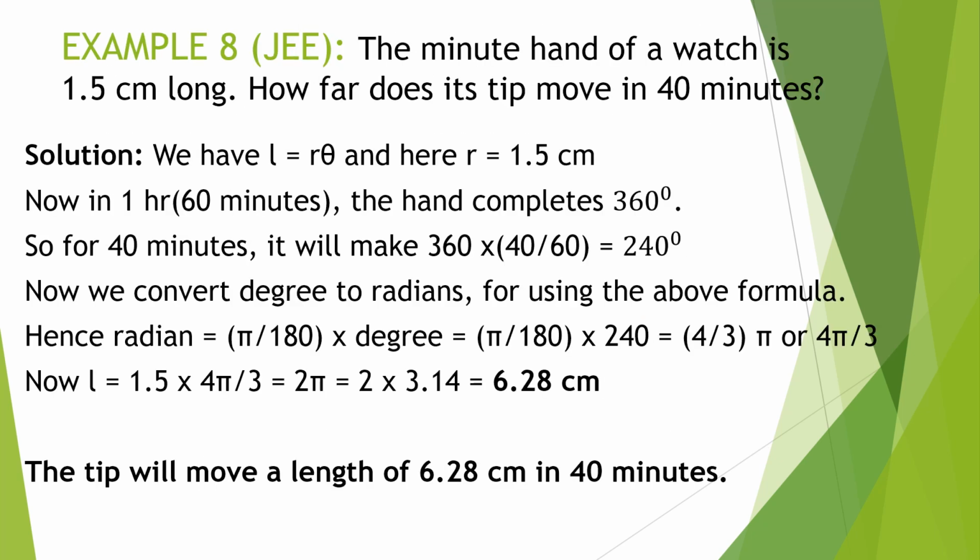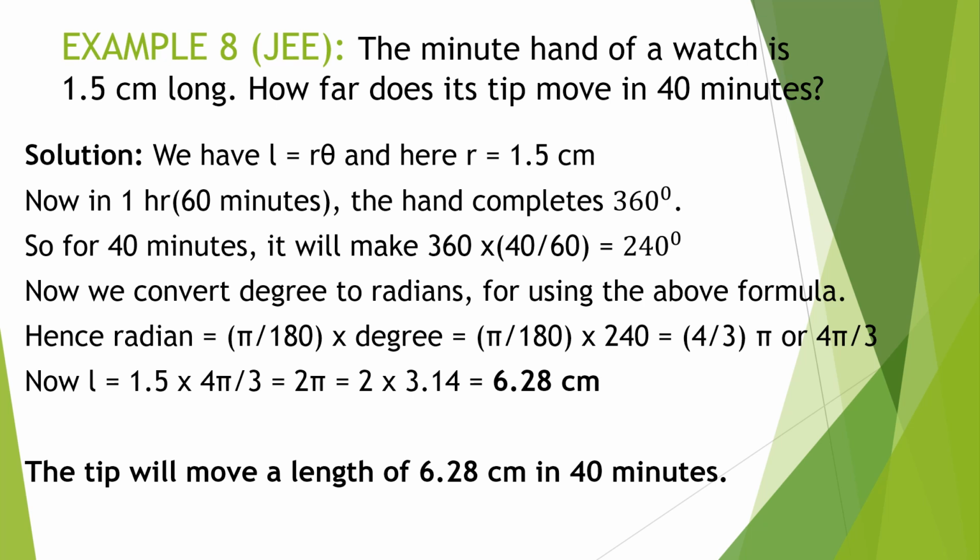Next example. This was asked in JEE. As I said, we will also discuss examples which were previously asked in JEE to get an idea of the same. The minute hand of a watch is 1.5 centimeter long. How far does its tip move in 40 minutes? Now imagine a watch and the minute hand is 1.5 centimeter long. So what does that show? If you see that as a circle, the radius is 1.5 centimeter. We have to find how far does it move. Means we have to find the length of the arc, which is r into theta.